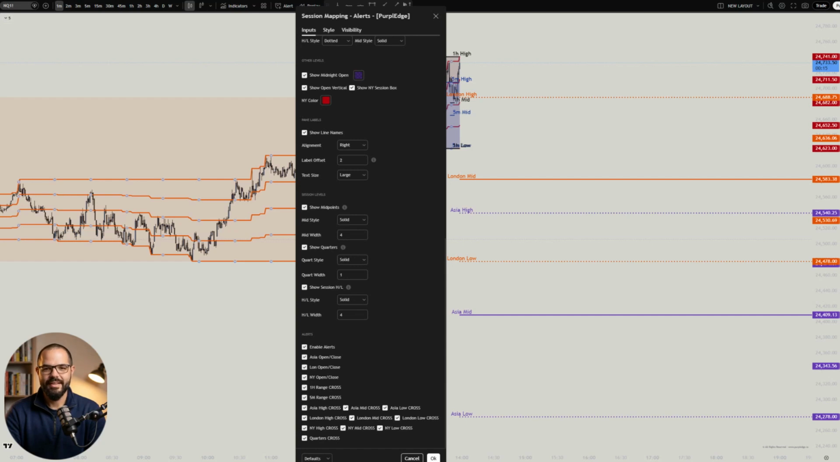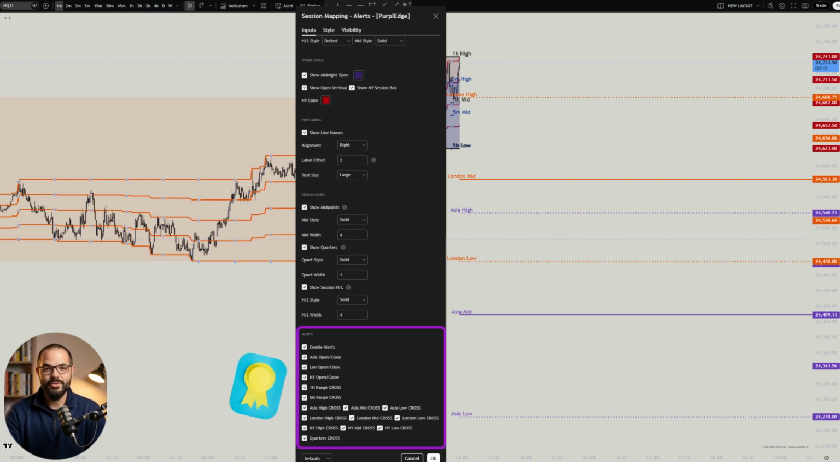Moving into the second part, under Other Levels, you can activate the Midnight Open, a key reference point for daily direction. You can also add vertical lines and session boxes to keep your chart organized. The Pane Labels section gives you full control over your display. You can move labels, change their alignment, or adjust text size to keep your workspace clean and professional. Next, the Session Levels section provides the internal framework. Activating midpoints and quarters divides the session into actionable zones. These provide clear roadmap markers for entries, profit targets, and stop-loss placement.